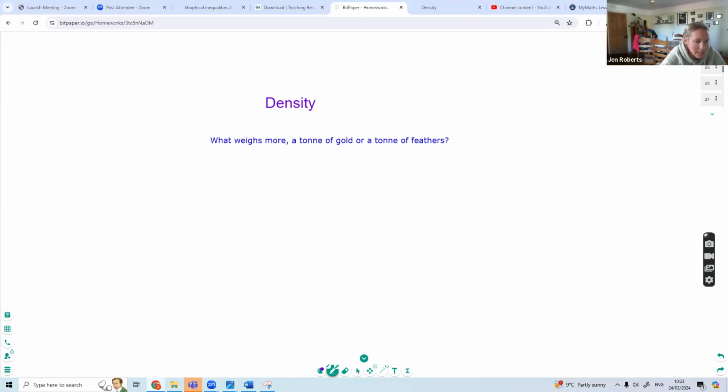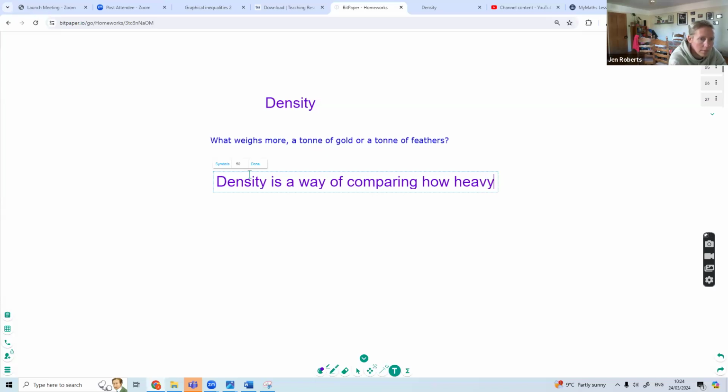Okay, so what's density? Density is a way of comparing how heavy different types of materials are. Maybe write that down. And the way we do this is we work out how heavy one cube of it is, and that's how we compare. Let me just show you what I mean by that.